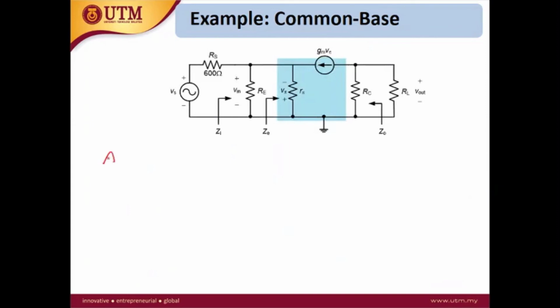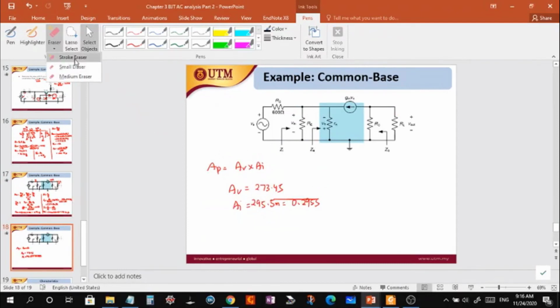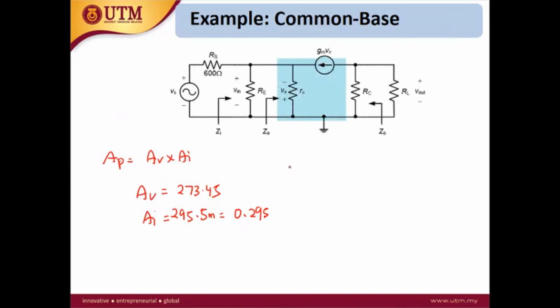Okay. So last one, calculate the AP, the power gain. AP is AV times AI. So AV, we have calculated the AV is equal to 273.45, and then AI is 295.5 milli, or equal to 0.2955. Okay, so now you get the AP is equal to 273.45 times 0.2955. Okay, this will get you around 80 something. Let me confirm the calculation. We get 80.8. So this is the answer.